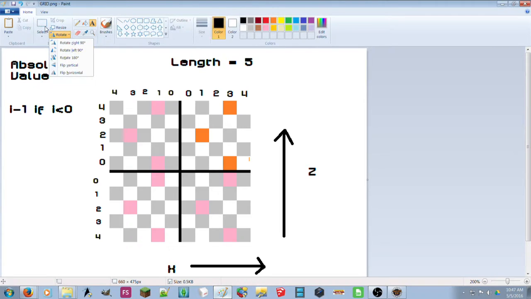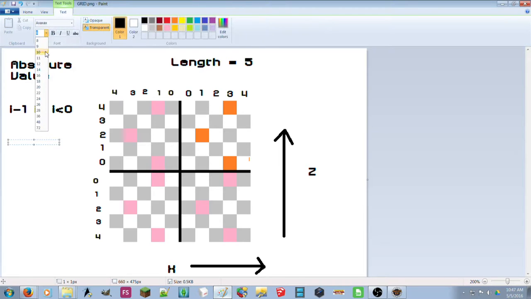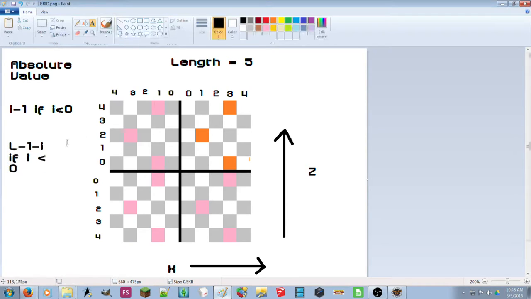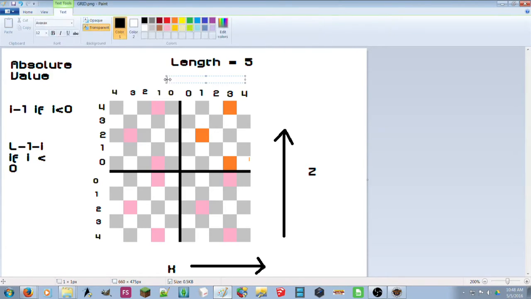In the event that this is 0, what you need to do is take your index number and subtract it from length minus 1. So L minus 1 minus I, if I is less than 0. In this instance, at zero you're going to subtract 0 from L, length, 0 from 5, which is 5, minus 1 is 4. So this becomes 4.